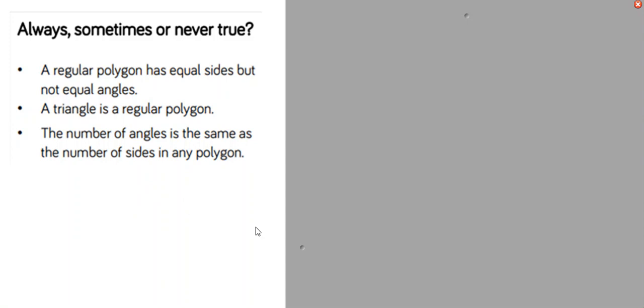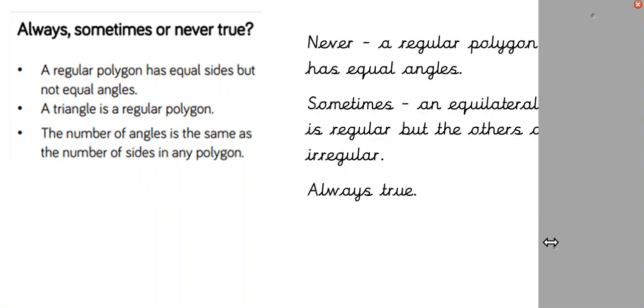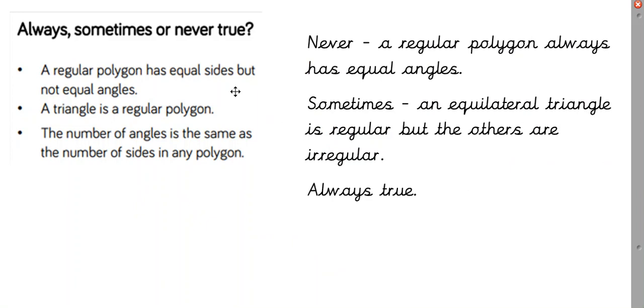Okay then, let's look at the answers. So, a regular polygon has equal sides but not equal angles is never true, because as we know, a regular polygon always has equal angles and equal sides.